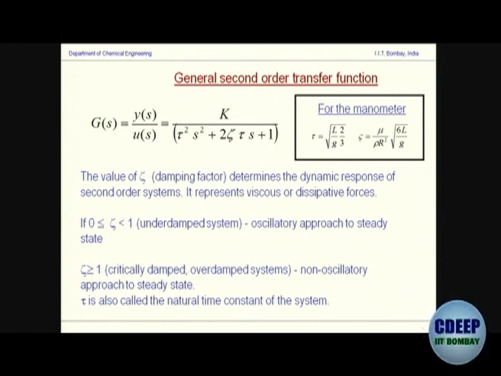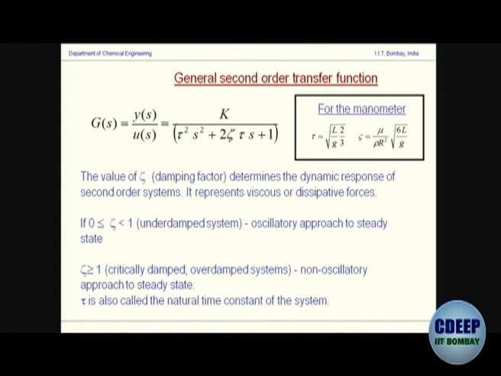So a general second order transfer function will look like this: tau square s square plus 2 zeta tau s plus 1 in the denominator and k in the numerator. As opposed to a first order, it was k over tau s plus 1, that is a pure first order. Second order will have tau square s square plus 2 zeta tau s plus 1, and specific instances of what tau and zeta should be can be related to the system. For example, in the manometer, tau can be related to L and G by that expression, and zeta can be related to the viscosity, the density, L and G by that, and of course the radius by that expression.